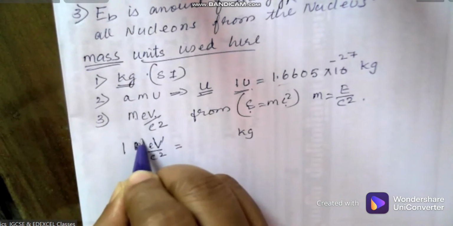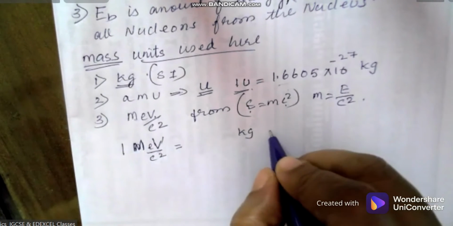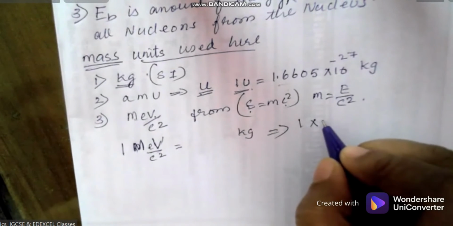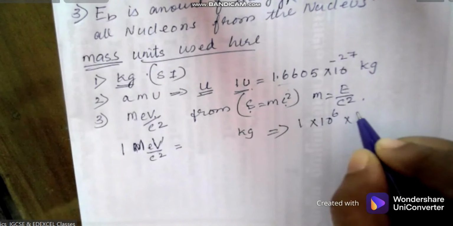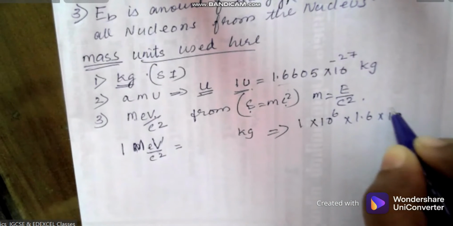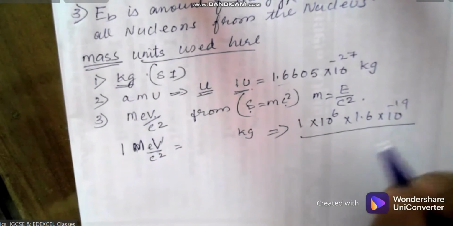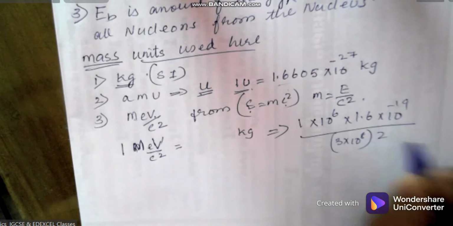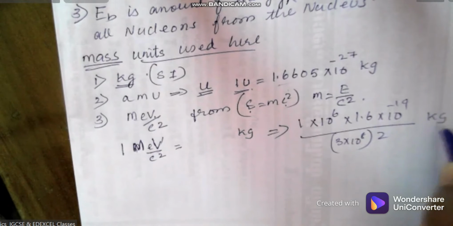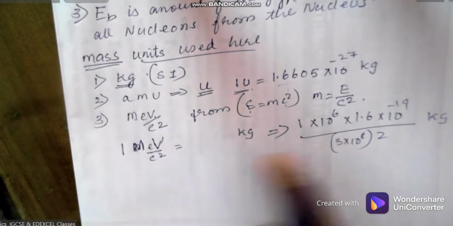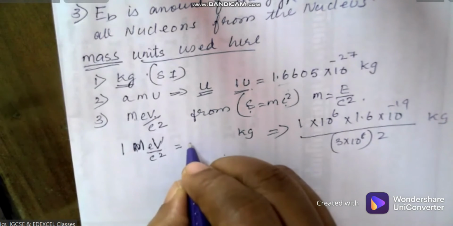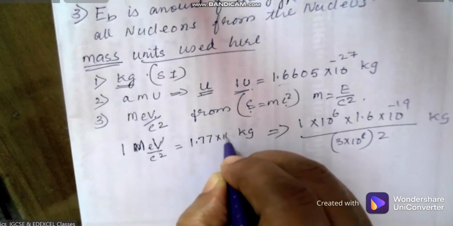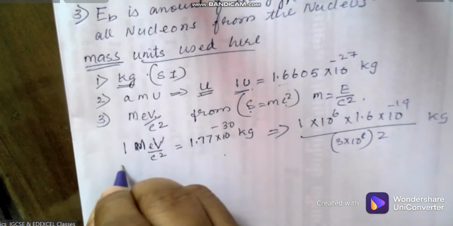You know how to convert? 1 into mega means 10 to the power of 6. eV means 1.6 into 10 to the power of negative 19, divided by (3 times 10 to the power of 8) squared. This many kilogram. Okay, learn this conversion. This should come around 1.77 into 10 to the power of negative 30 kilogram.